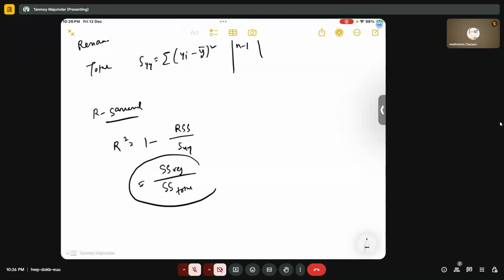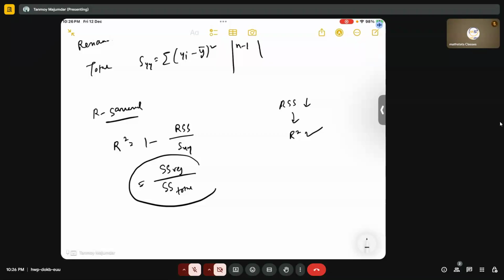So if RSS is small, then our R square will increase, right? Because it is 1 minus, right? So if RSS decreases, or the residual sum of squares decreases, then R square will increase, right? So look, RSS is based on the residual. Okay, so the measure of the quality of a fitted model is also based on the residual sum of squares.